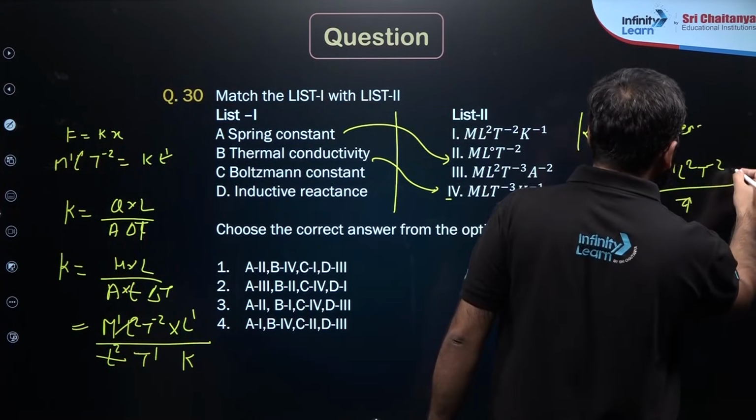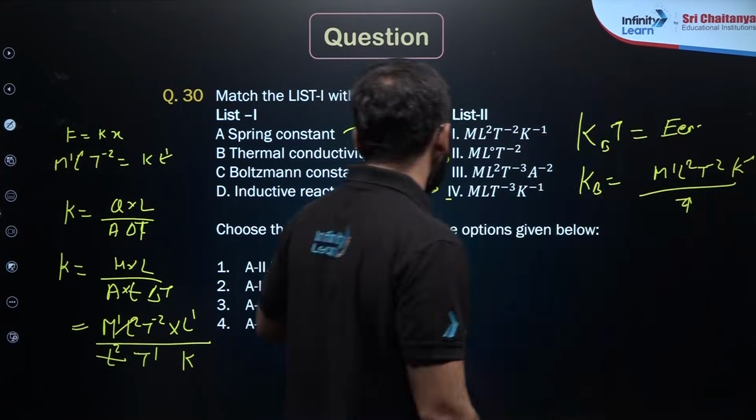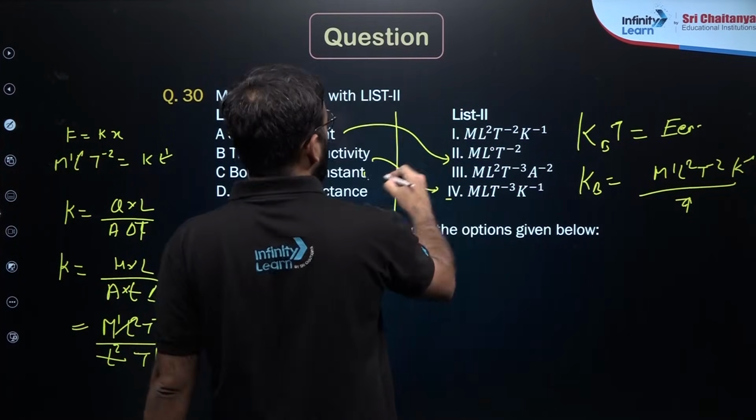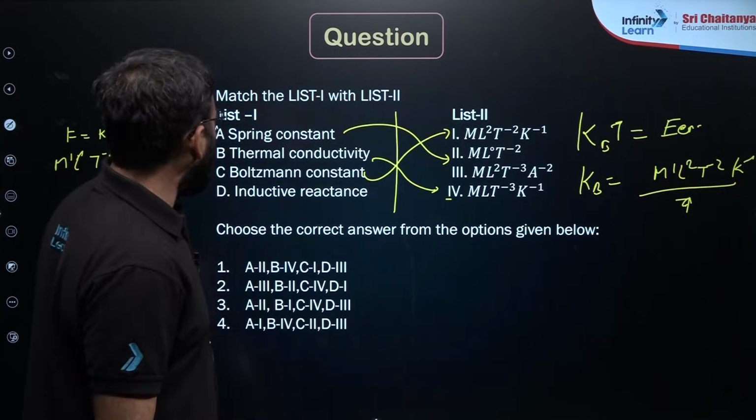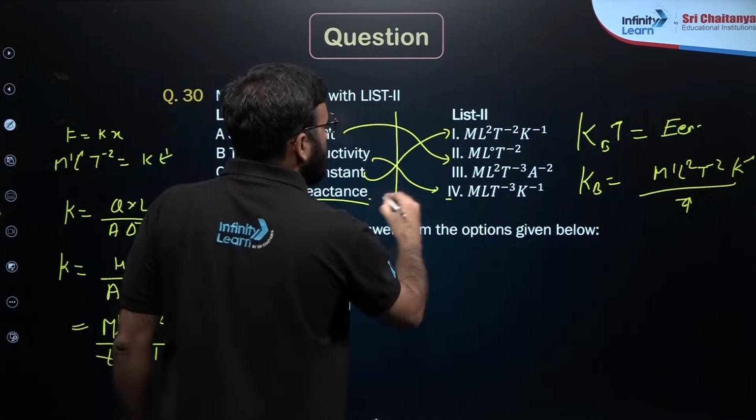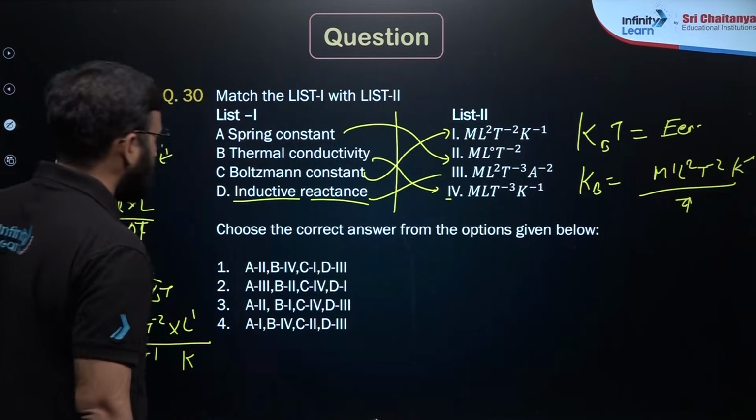Okay, that is my Kelvin. So K^-1, M^1 L^2 T^-2, M^1 L^2 T^-2 K^-1. My Boltzmann constant is first, and the remaining one is the inductive reactance, which is like my resistance. So option third is your correct answer.